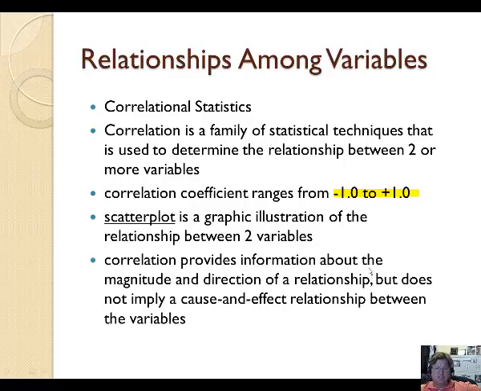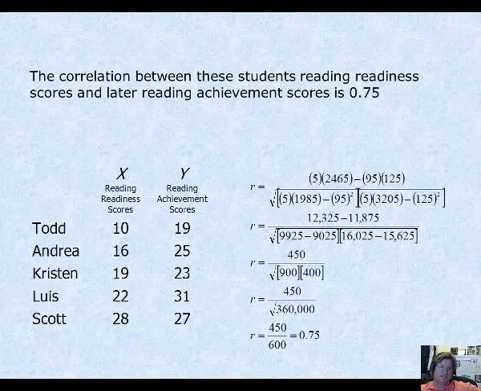And that correlation provides information about the magnitude and direction of a relationship, but does not imply a cause and effect relationship between the two variables. I'm sure you've heard that before when talking about correlation. It's very important that the correlation coefficient doesn't allow us to state that one of those variables causes the other one.